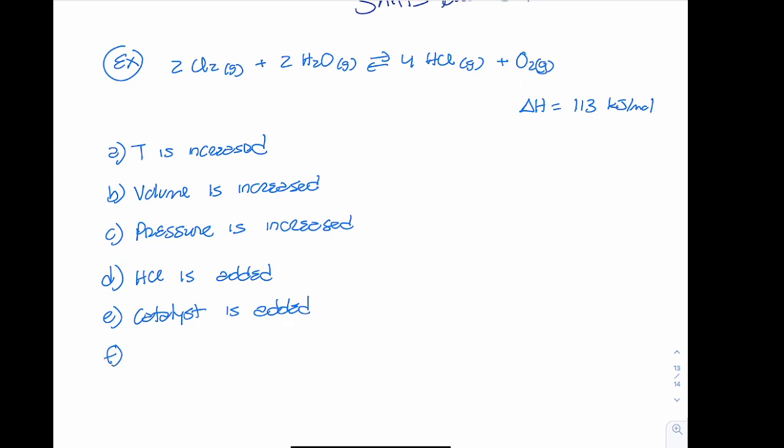F, chlorine is added. And then G, water is removed.